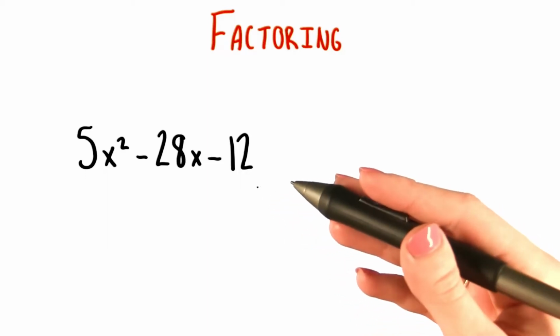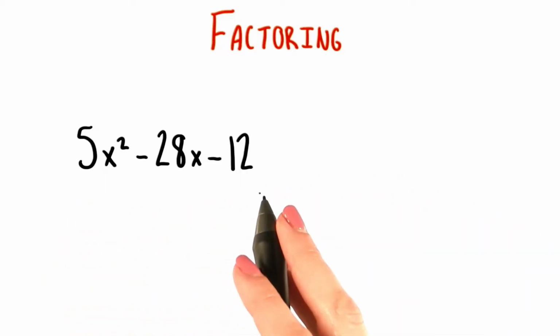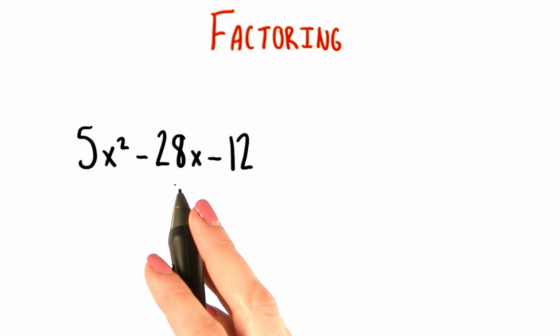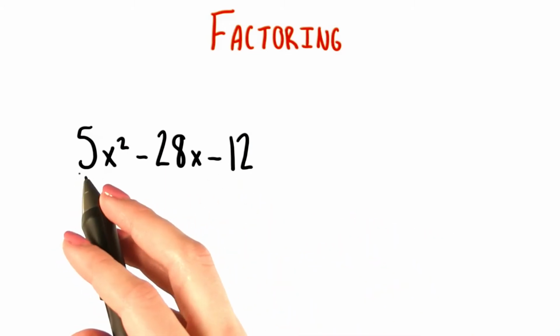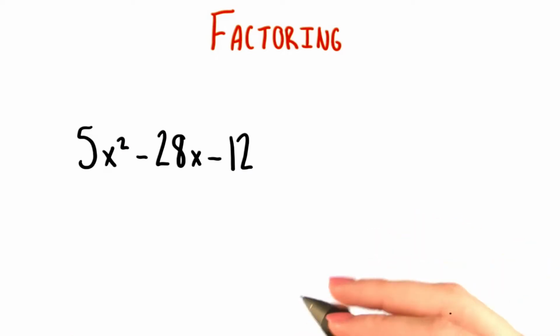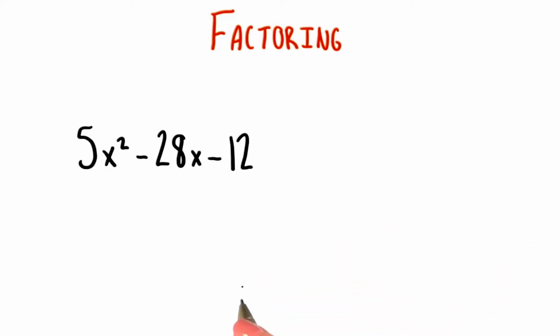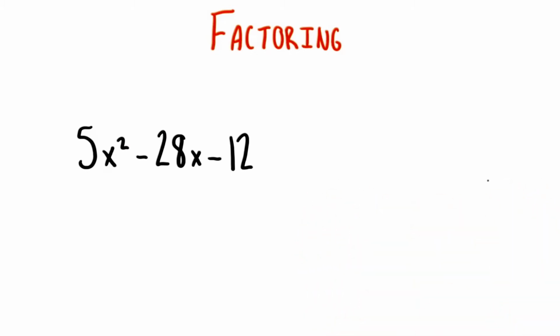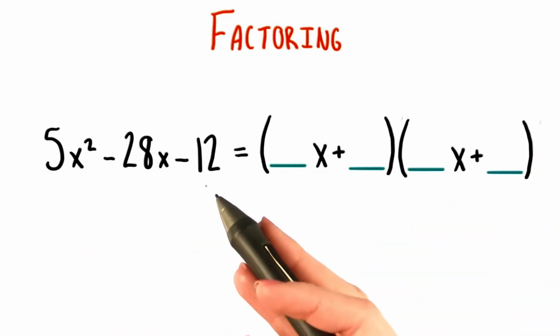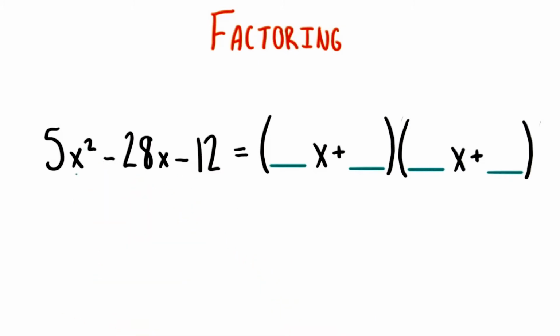We just used one method for factoring this polynomial right here, 5x squared minus 28x minus 12. And because I know that factoring polynomials that don't have a leading coefficient of 1 is a little bit tricky, I want to take a second to go more in depth into the logic for figuring out what numbers belong in our linear factors.